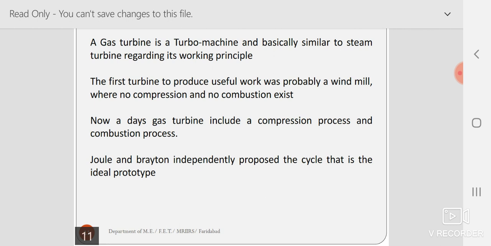Joule and Brayton independently proposed the cycle that is the ideal prototype. Joule and Brayton are the names of the two scientists who made the cycle, and this cycle is highly successful in the case of gas turbine plants. Gas turbine plants are used largely in power plants where there is a power shortage, sometimes due to failure of the plant, due to some emergency location, and due to small power requirement. Gas turbines are used. Remember that.